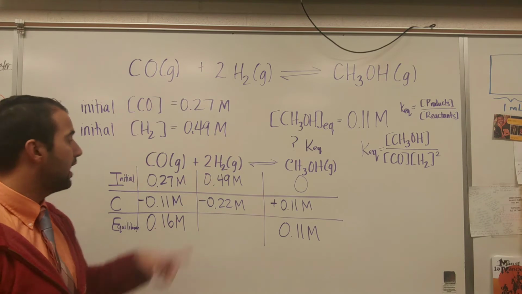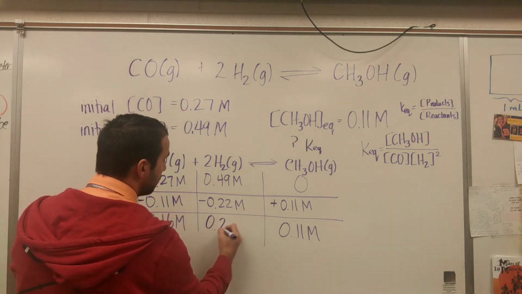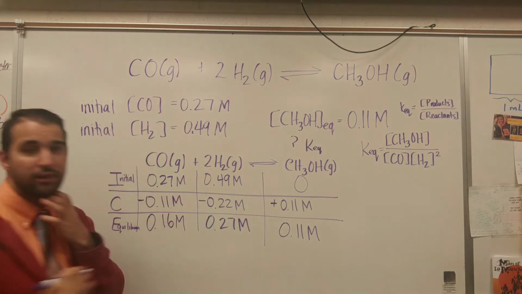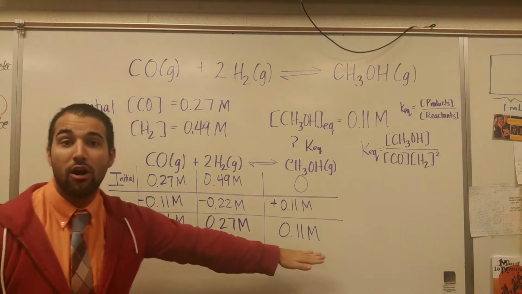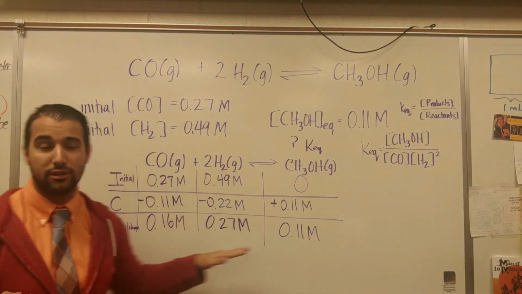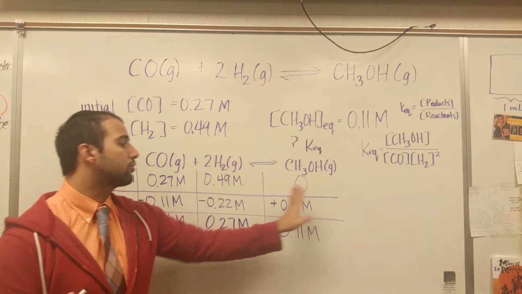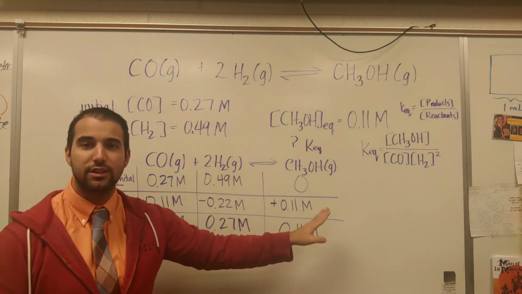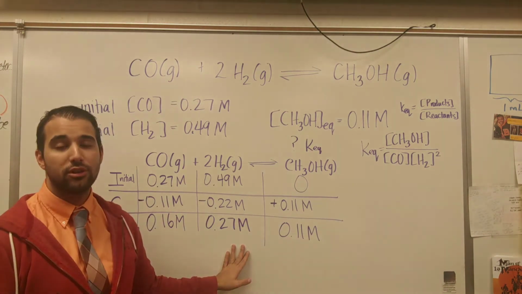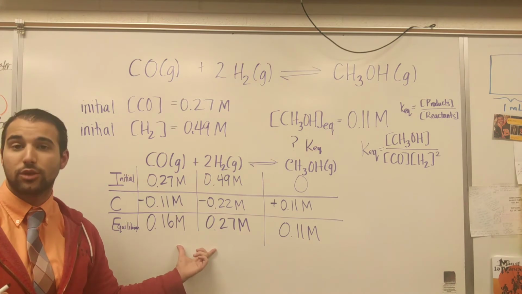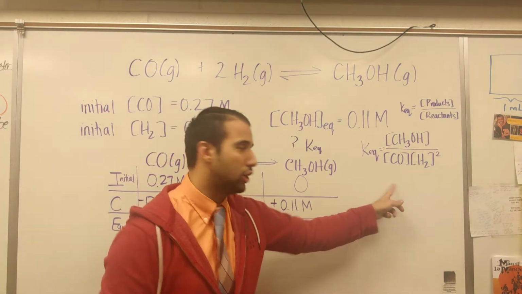And then 0.49 minus 0.22, I should get 0.27 molar at the end. And I have 0.11 molar in the end already. These are my equilibrium concentrations. It told you that this must be my equilibrium concentration of CH3OH. So I use stoichiometric coefficients and stoichiometry to figure out how much of my reactants were used, and whatever was used is how much is left in equilibrium. So now I'm going to plug these concentrations into KEQ.